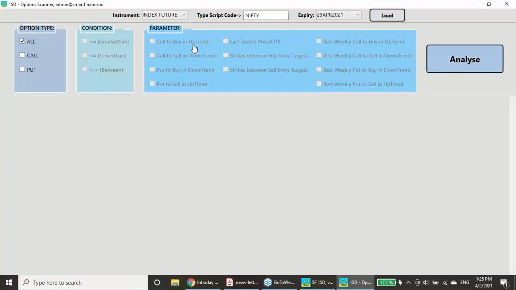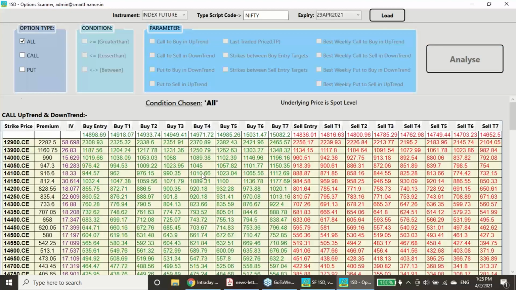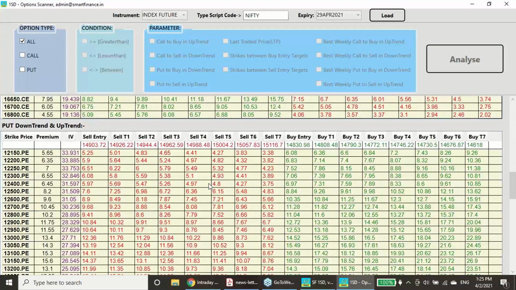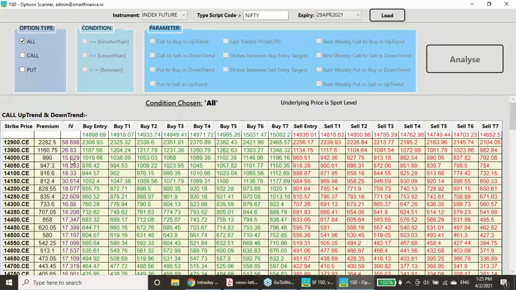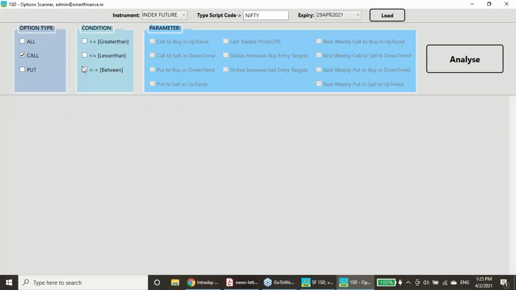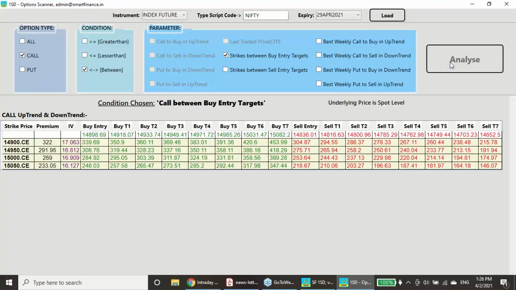In one click itself, all tradable call and put strikes can be analyzed. You just load the data and analyze. Once you analyze, everything is analyzed: when to buy, what the stop loss will be, what the targets are. If you want some filtration, like call option strikes between the buy entry and targets, you can filter it immediately for intraday.